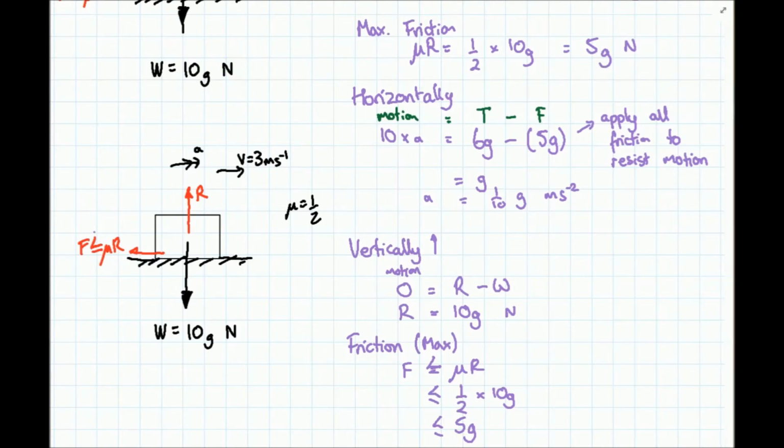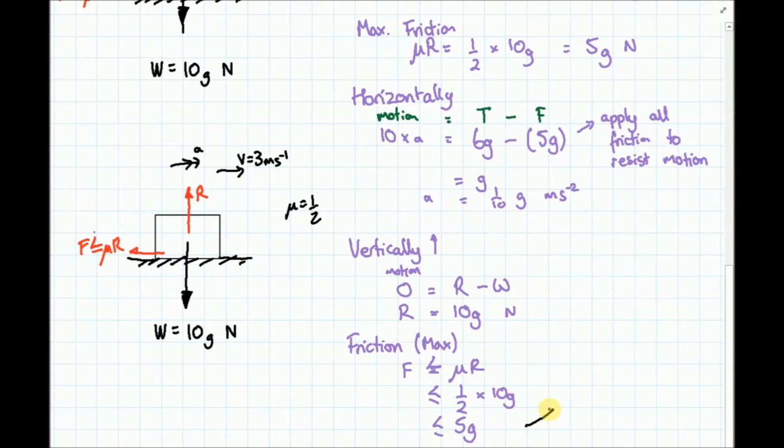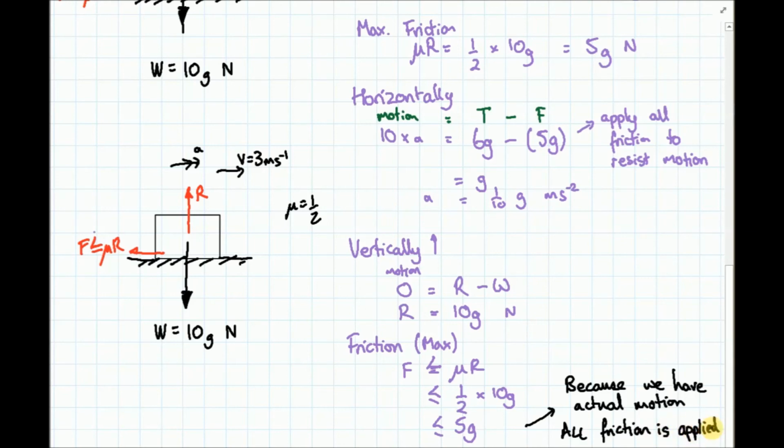Now, because there is motion, this work is actually happening. Because we have motion, the whole friction, all of the friction is applied. So this is how a friction on its own can cause a body to come to a stop.